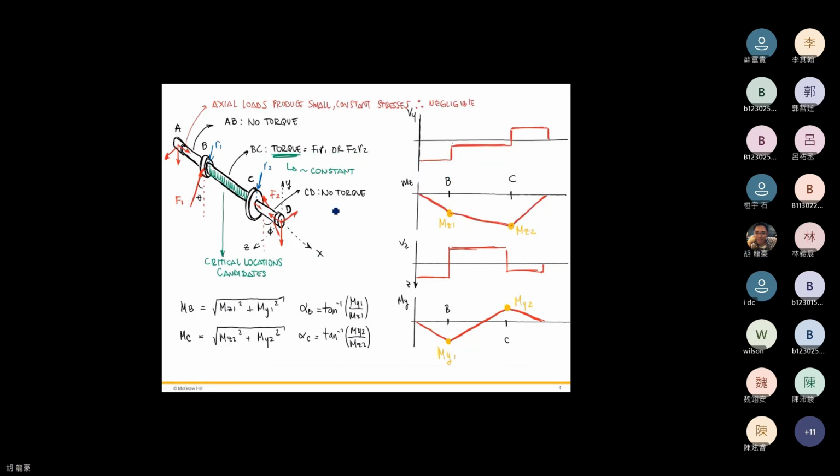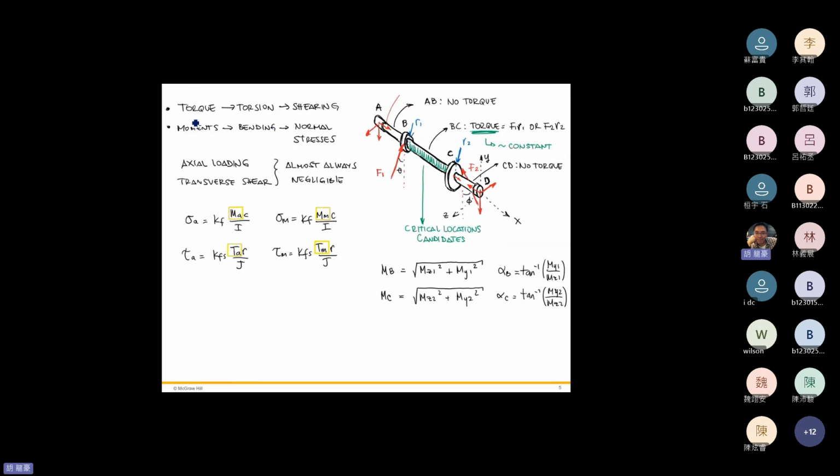For the Z direction, it's the same. We have this shear at points A, B, C, and D, and then we can plot its moment diagram. From the moment diagram we can get MY1, MZ1, and MZ2, and of course this point will be MY2.